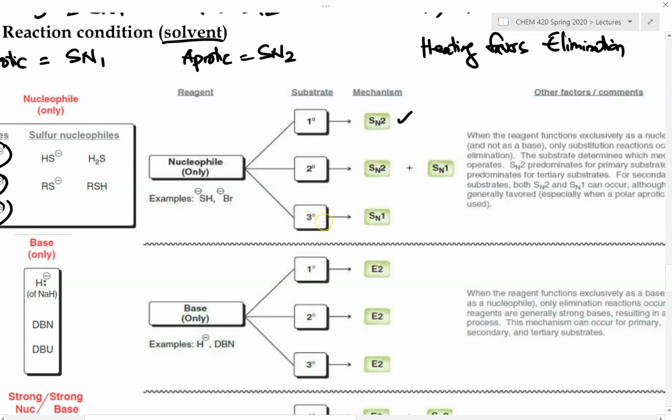If we were to have a tertiary substrate and a good nucleophile, then we'll be undergoing the SN1 reaction mechanism instead, because in this case the tertiary substrate is difficult to attack, so the nucleophile will not be able to attack directly, but the loss of the leaving group would happen first. And if we were to have a secondary substrate and a strong nucleophile, then a mixture of both SN1 and SN2 products will be observed.